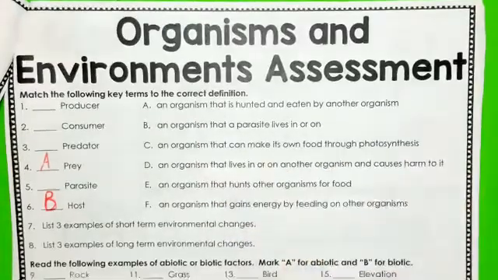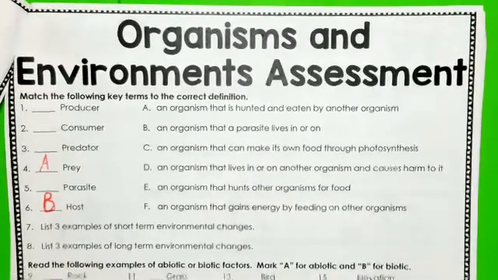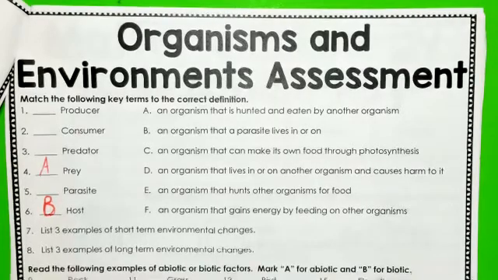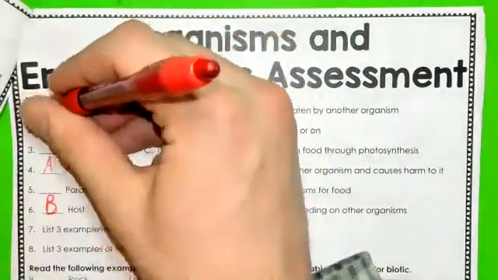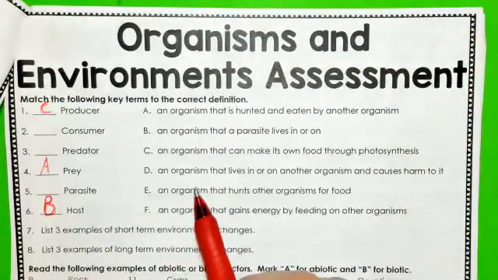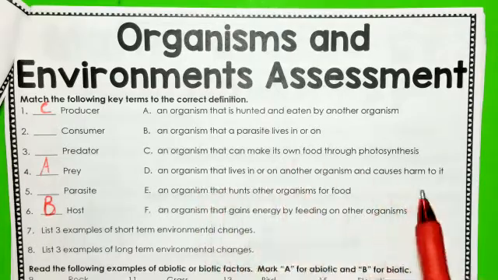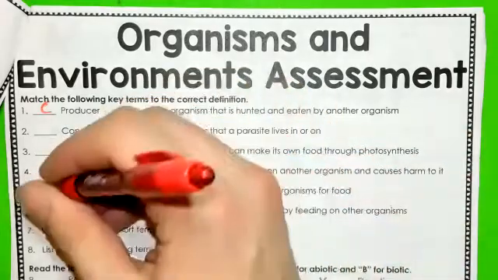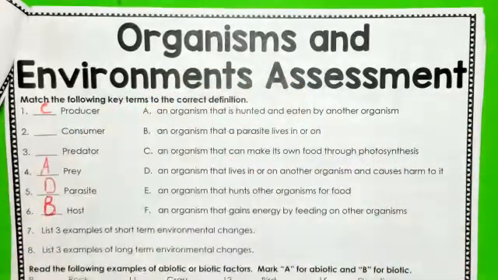Letter C, an organism that makes its own food through photosynthesis. Good, they produce their own food. Number 1 is C, good. Letter D, an organism that lives in or on another organism, and there's a key word, and harms it. Parasite, good, D, parasite.